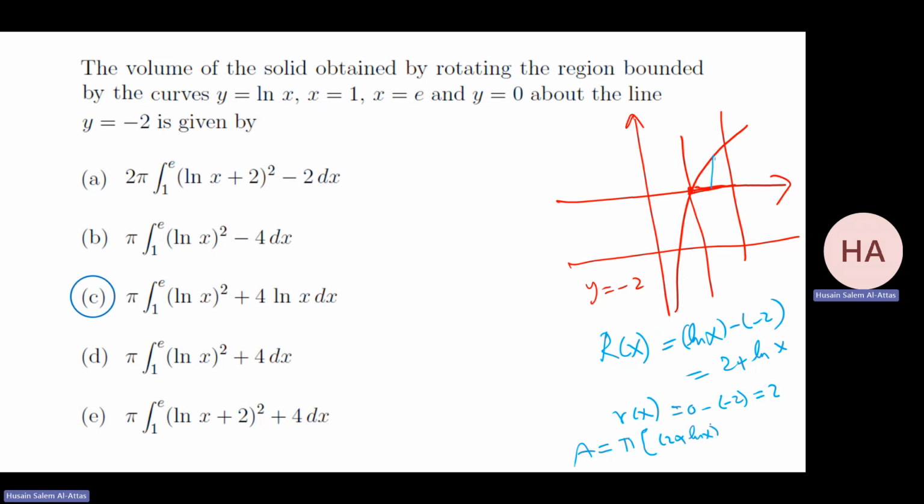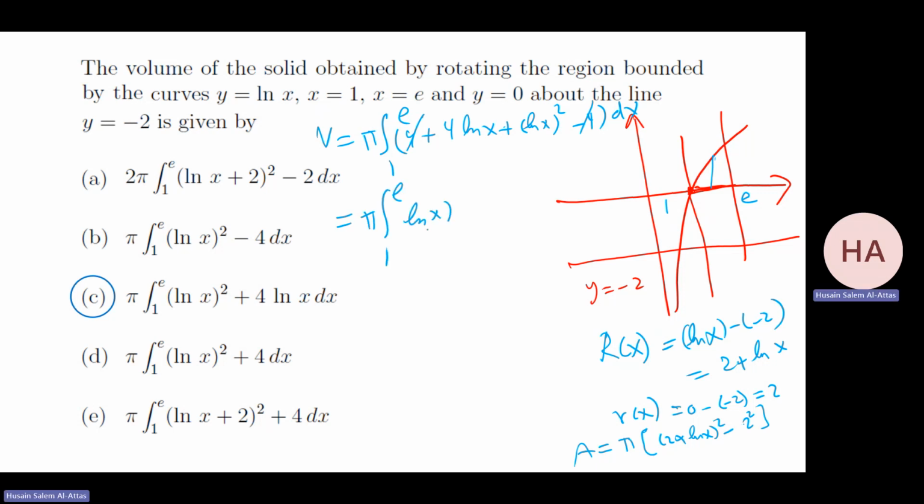(2 plus ln x) all squared minus 2 squared, from where to where? From 1 to e. So the volume is π times the integral from 1 to e, open this: 4 plus 4 ln x plus (ln x) all squared minus 4 dx. The 4s are cancelled, and I have the answer: (ln x) all squared plus 4 ln x. I think we need a parenthesis here to avoid any confusion. And that will be my answer.